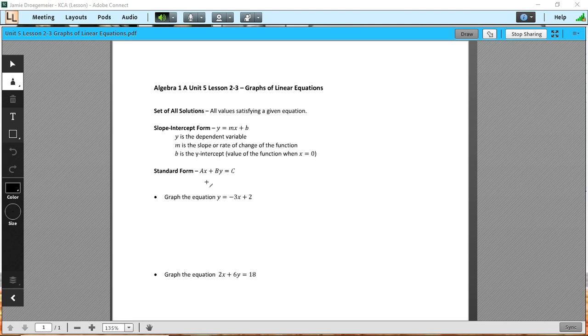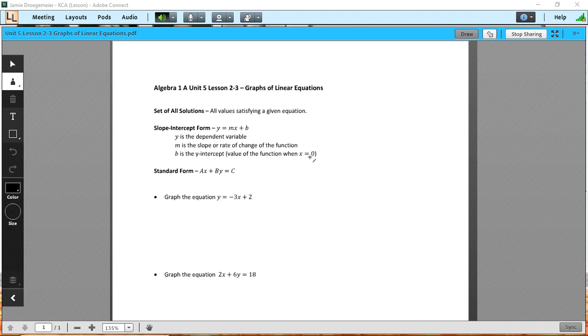The other form that we're going to look at is called standard form. Standard form takes this form: ax plus by equals c. We still have our x and our y, our independent variable, our dependent variable. But now instead of having something that's telling us slope and y-intercept, we just have some values a, b, and c here. The thing about a standard form equation is that we can very easily find both the x and the y-intercepts of a standard form equation.